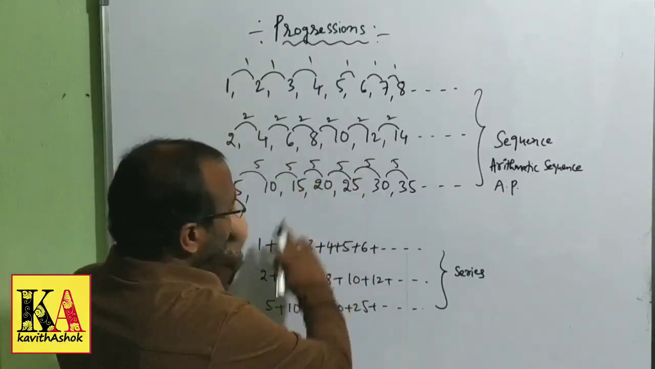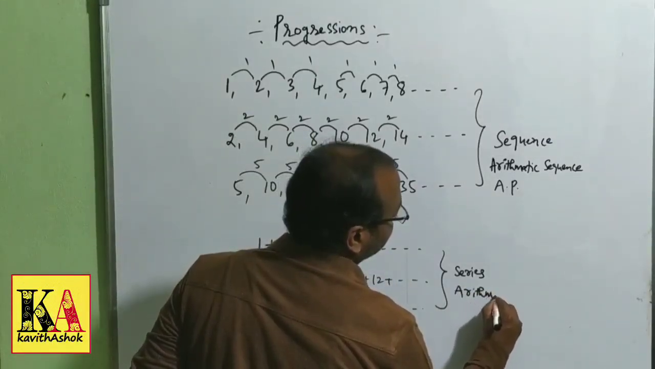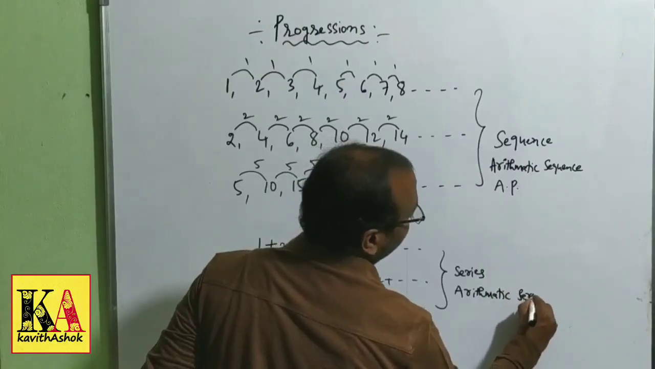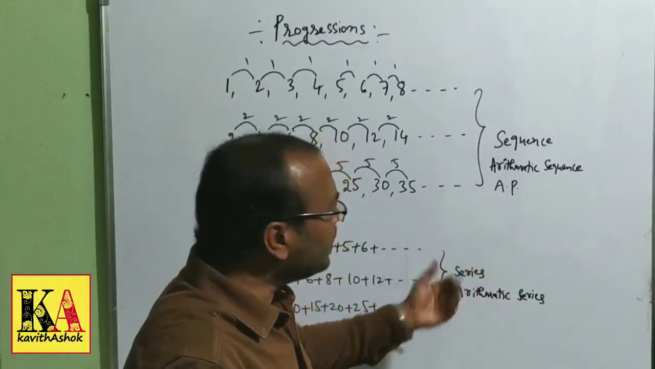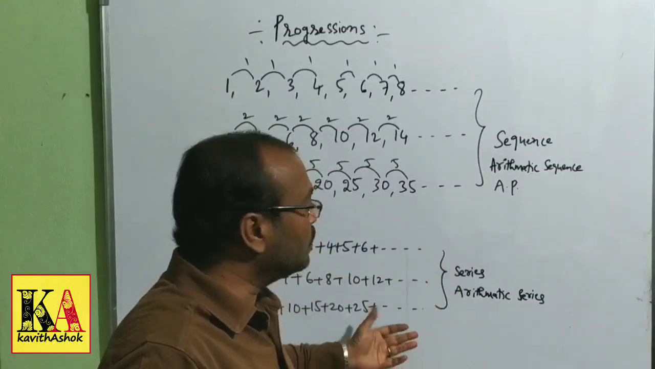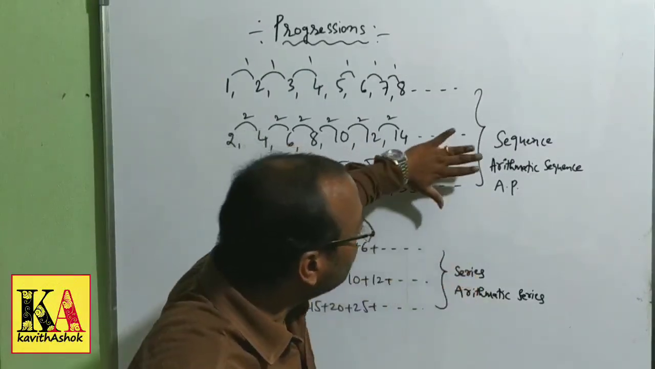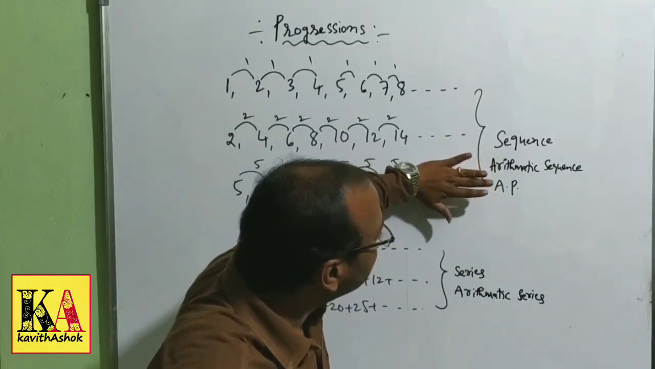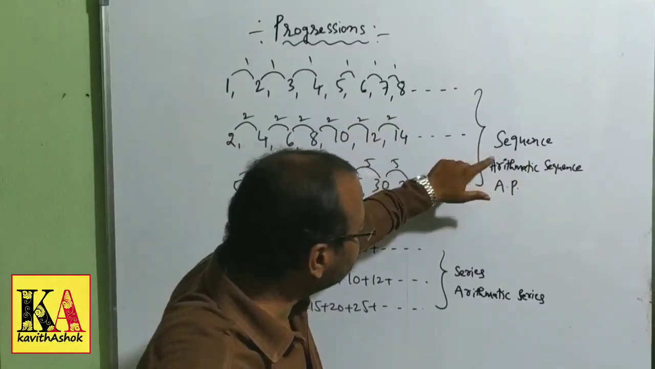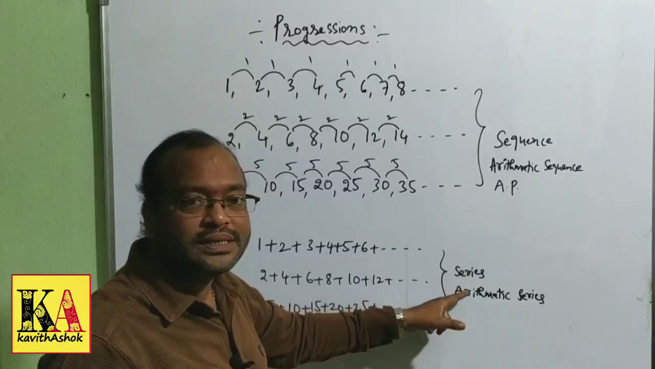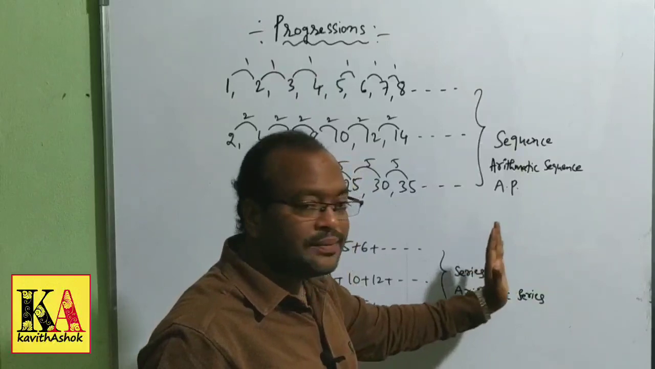Here also the difference is the same, so we can call this an arithmetic series. That is arithmetic sequence and arithmetic series, or simply arithmetic progression. The progression may be in terms of a sequence or in terms of a series. So finally, what is the conclusion? If we keep the elements using commas, it becomes a sequence. If we add those elements, it becomes a series. If the difference is the same, we call it an arithmetic sequence, and this is an arithmetic series.